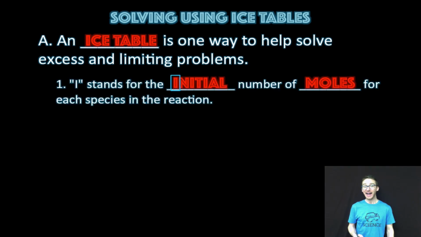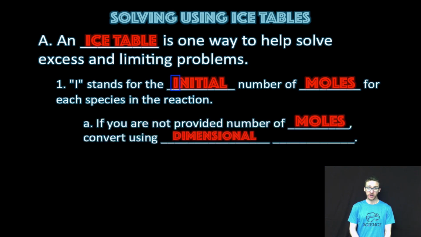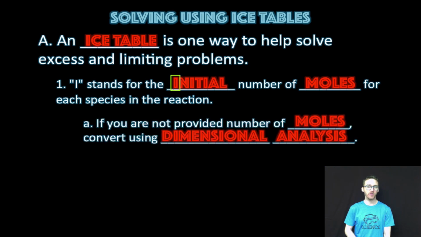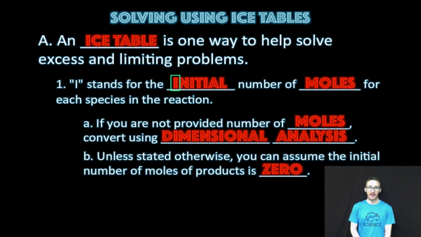Alright, so the I in ICE table stands for the initial number of moles for each species in the reaction. It's important to note that if you're not provided with number of moles, convert using dimensional analysis. You don't want to put grams, you don't want to put number of atoms into your ICE table. Make sure that you're only using moles. And unless otherwise stated, you can assume that the initial number of moles of products is 0.